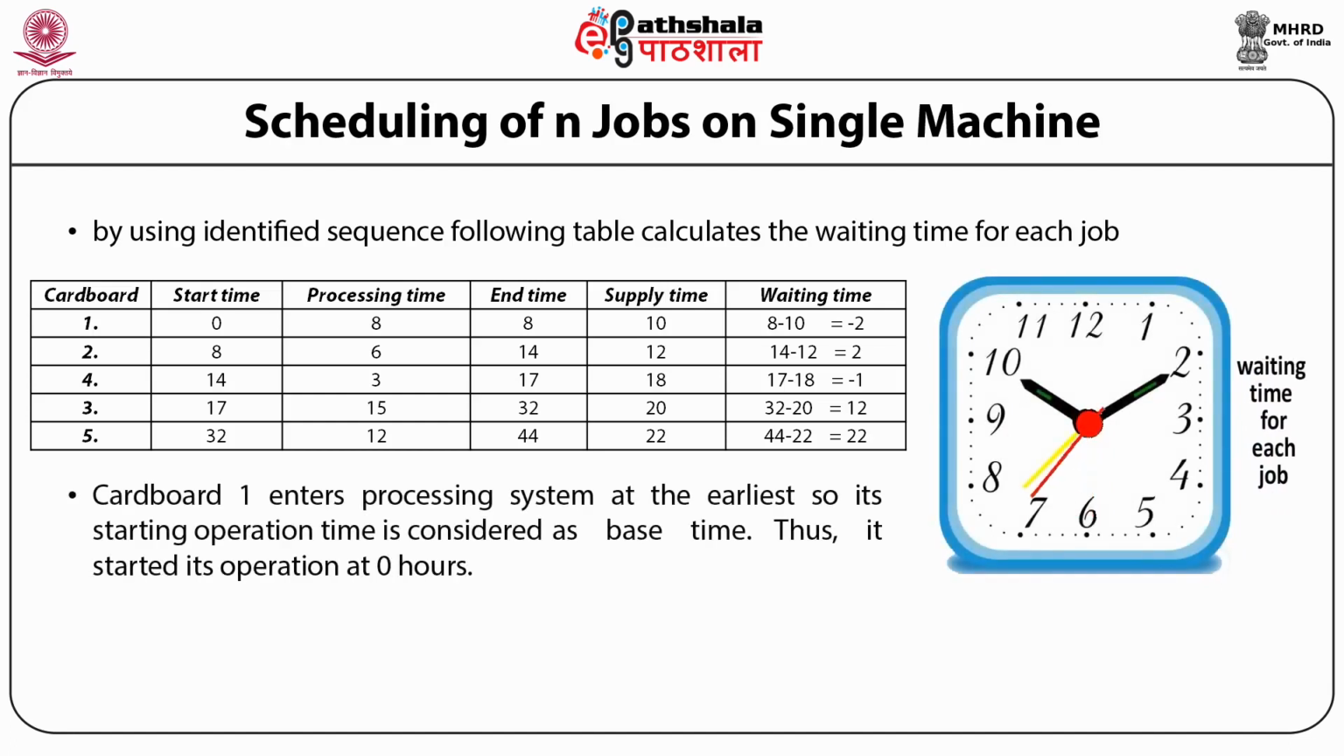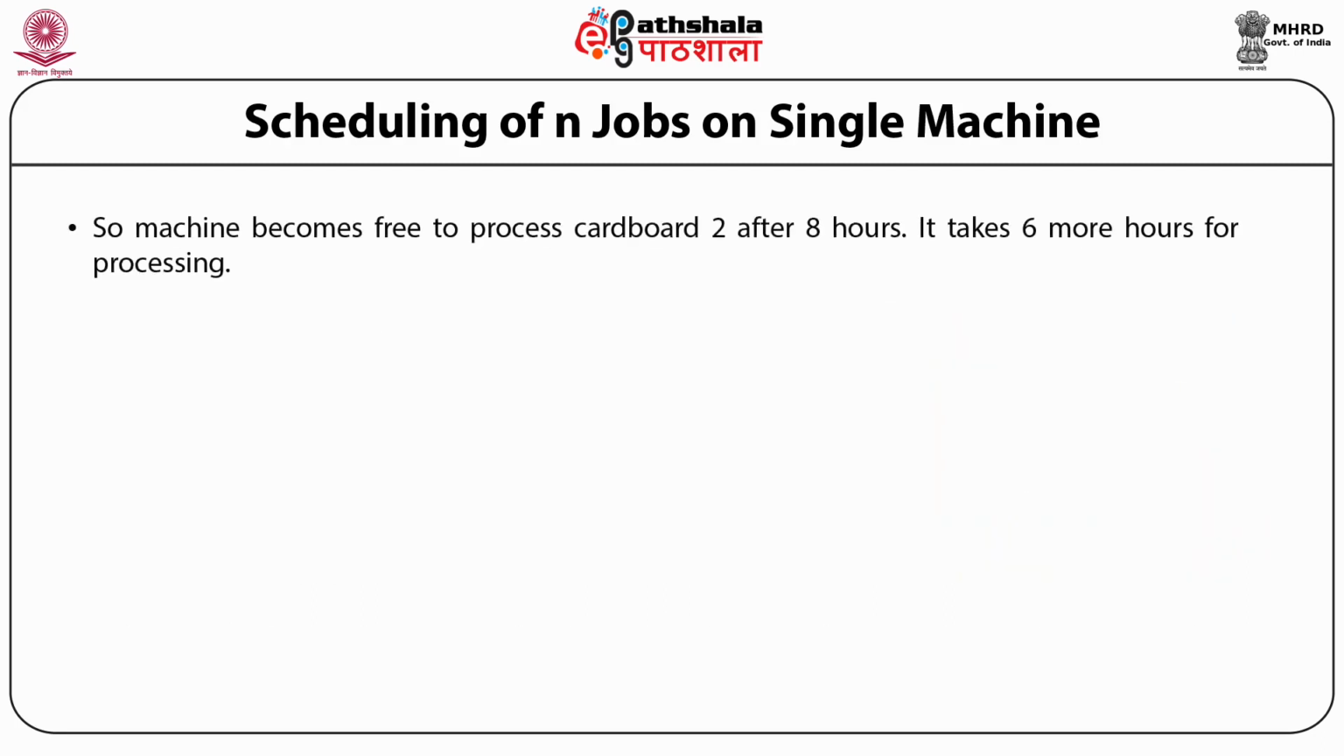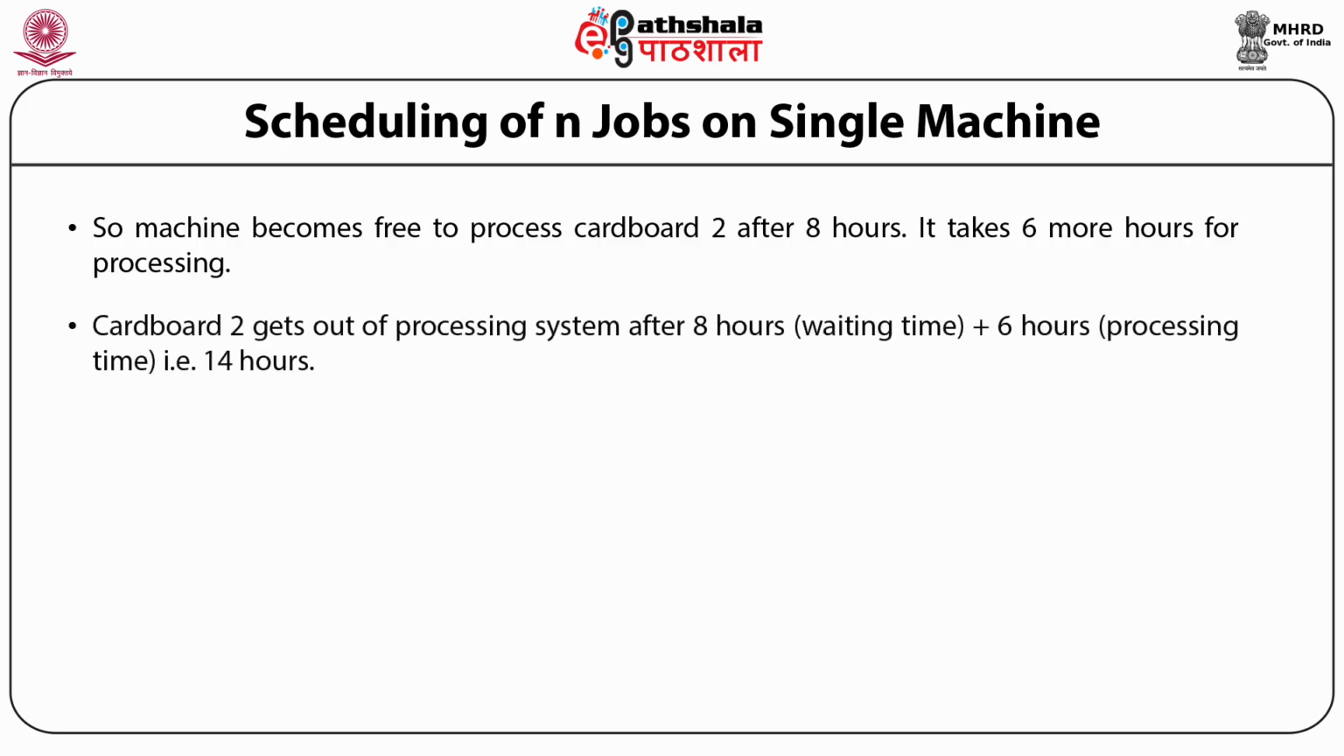Cardboard 1 enters the processing system at the earliest, so its starting operation time is considered the base time. Thus it starts its operation at 0 hours. It takes 8 hours to get processed on the single machine and then gets out of the processing system. So the machine becomes free to process cardboard 2 after 8 hours. It takes 6 more hours for processing. Cardboard 2 gets out of the processing system after 8 hours waiting time plus 6 hours processing time, that is 14 hours. Similarly, other jobs' start and end times are calculated.